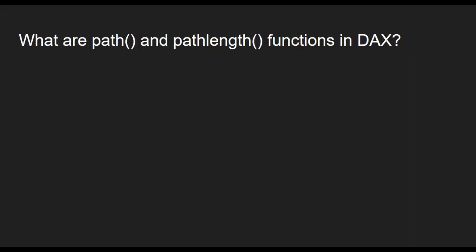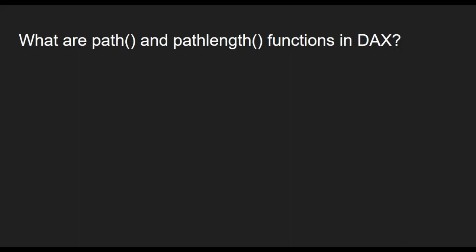Next, what are path and pathlength functions in DAX? So path function returns a delimited text string with the identifiers of all the parents of the current identifier, starting with the oldest and counting until current. Next, pathlength. It returns the number of parents to the specified item in a given path result, including self.